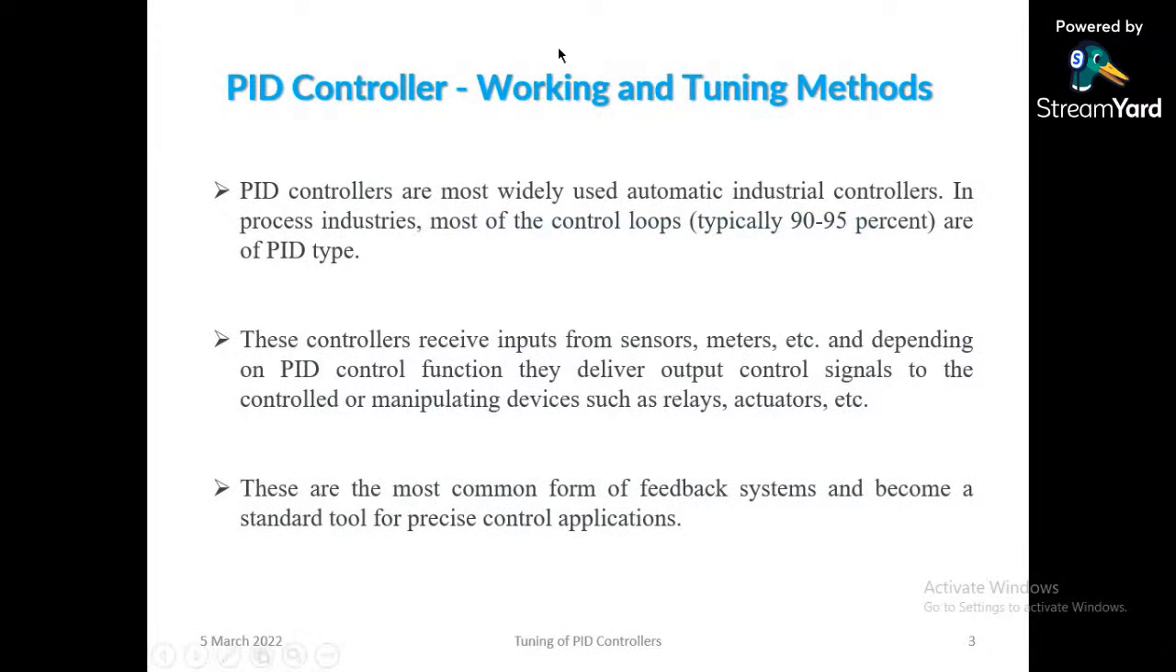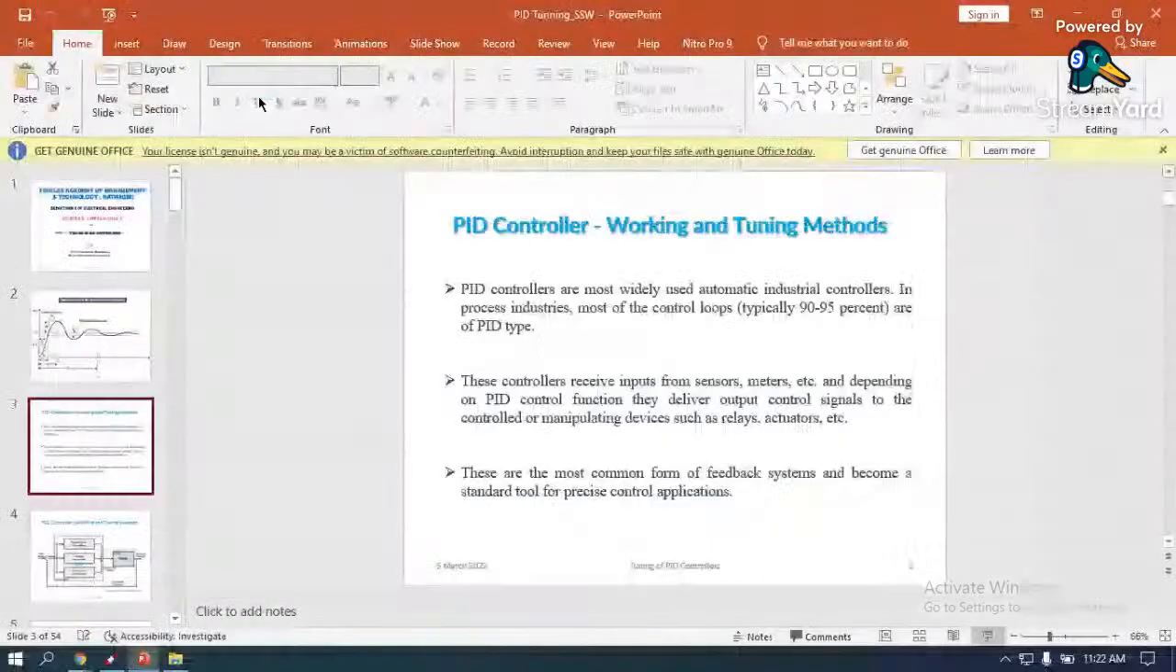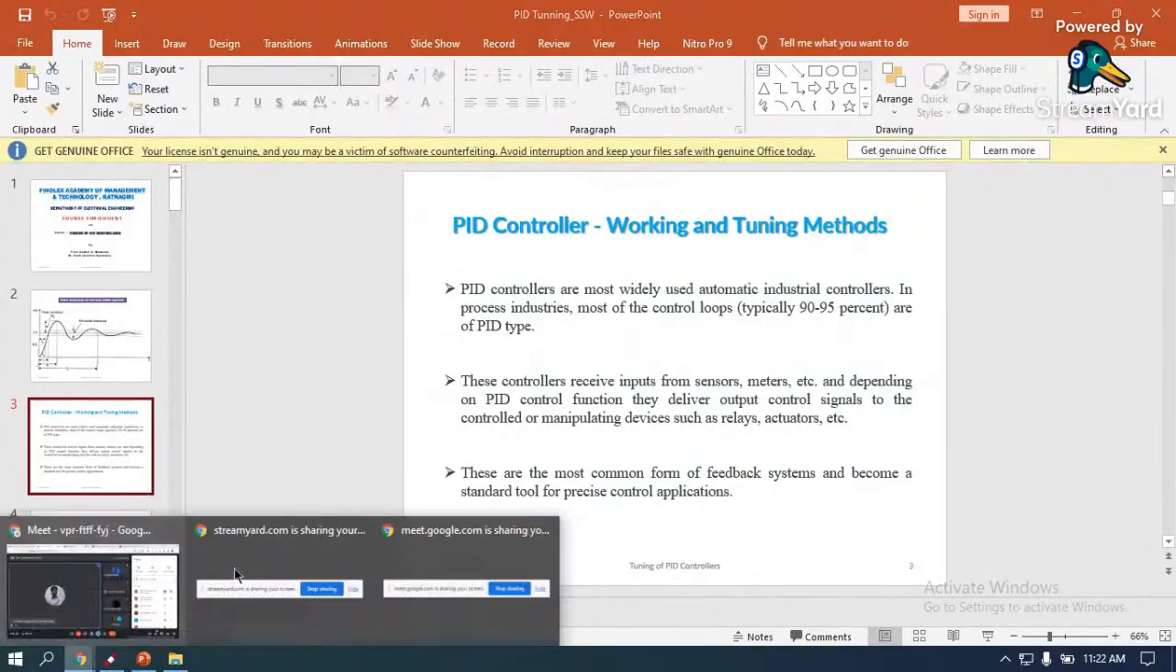This PID controller is a three-term controller. P means proportional, I means integral, and D means derivative controller. Okay.